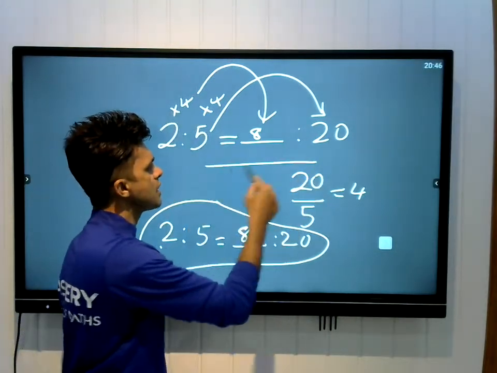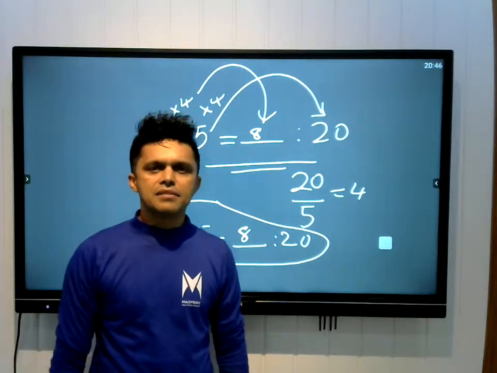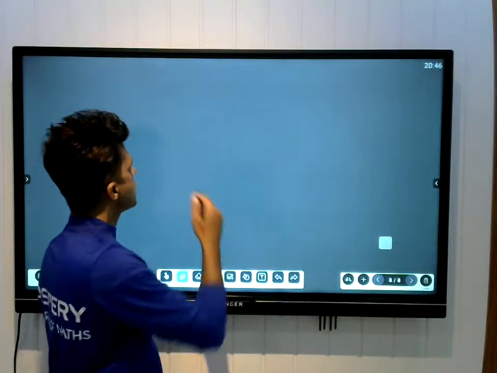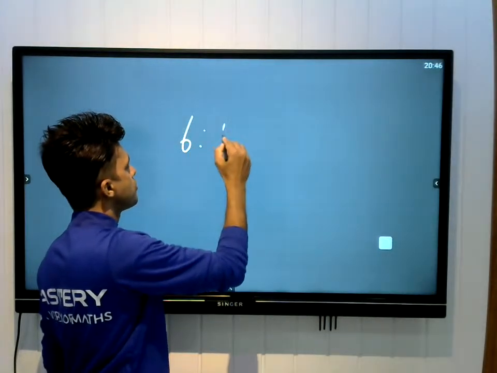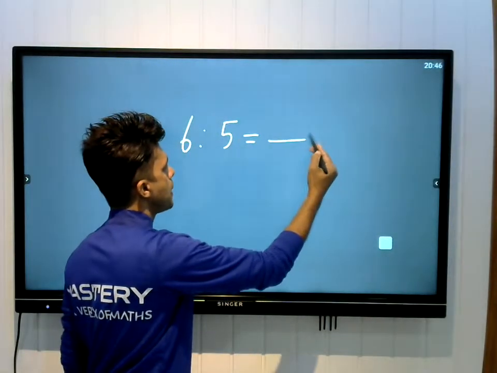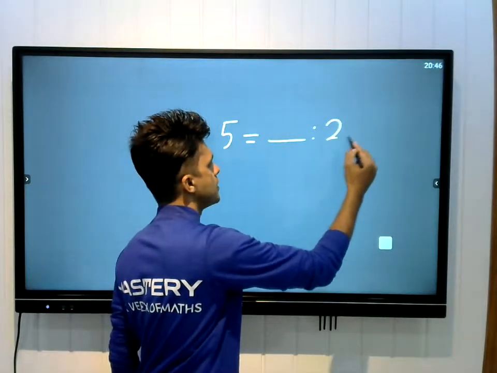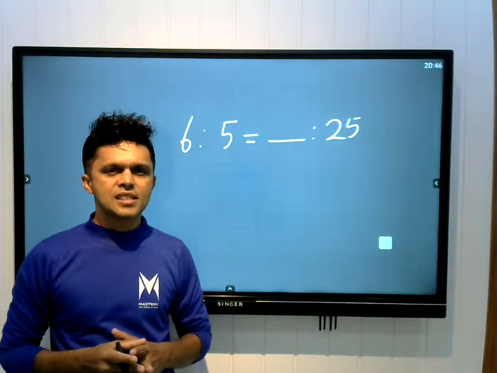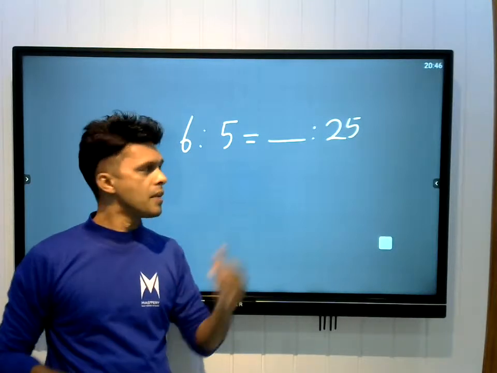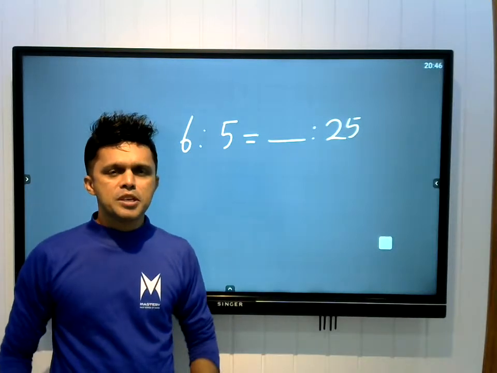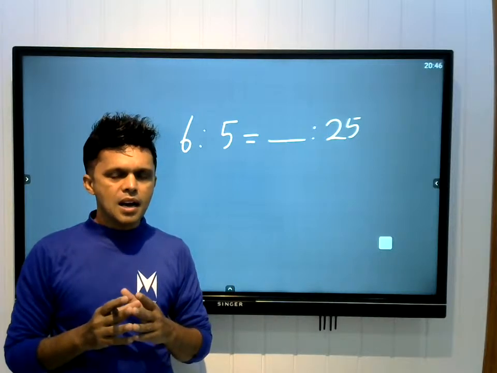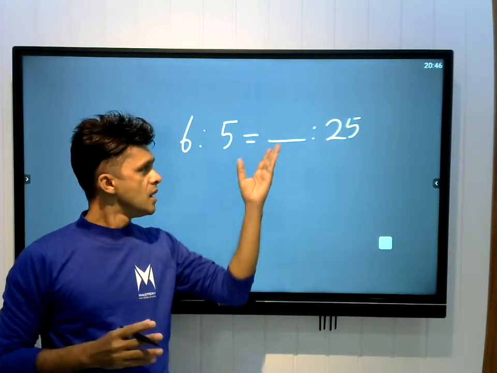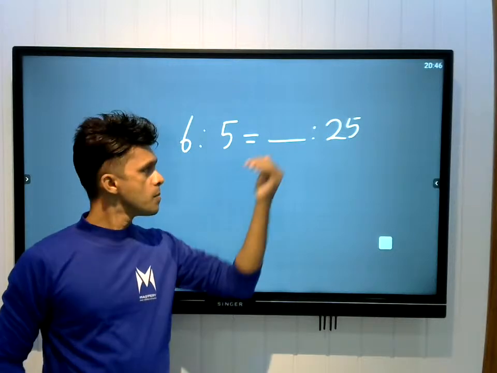These are equivalent ratios. Okay. So this type of one, 6 to 5 equals blank to 25. What is the digit that you need to write in the blank? Imagine you learned previously. I taught you already the way of getting the digit that is coming into the blank.